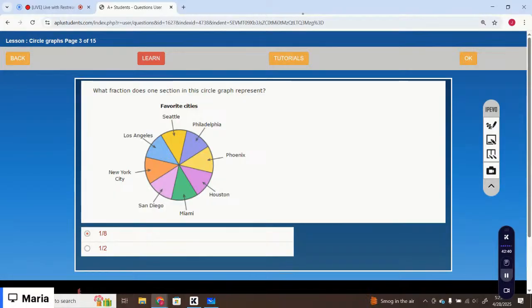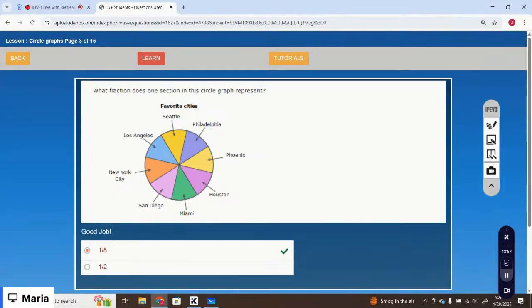That is 1 by 8. The circle has total 8 portions. So the correct option is 1 by 8. Option number 1 is the correct option.